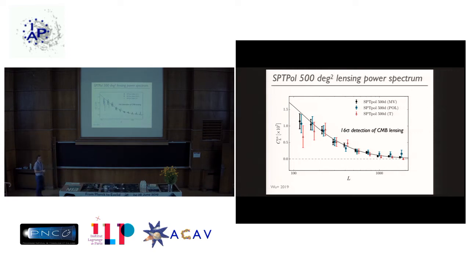Those SPT maps that I showed earlier, if you form their power spectrum, you get these points here. And the point I want to make is that if you compare the different colors, the black is the minimum variance combination, blue is polarization only, red is temperature only, and the error bars are smaller from polarization than temperature. So the polarization is more constraining in this data set just because the sensitivity is much higher.